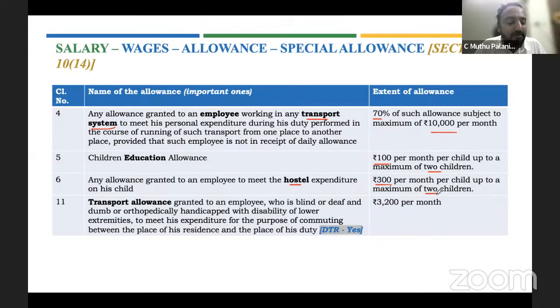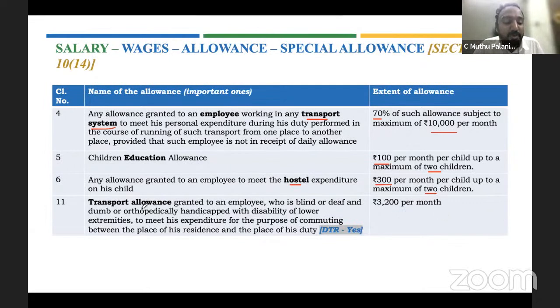I'm sure that you all will agree that both these expenses are nowhere close to reality, but that is what it is. So what is the provision? 100 per month for 2 children, 300 per month for 2 children. That is education and hostel. So there is no confusion about it. You need not think why it is low. As far as your examination is concerned, you are supposed to write whatever is given here.